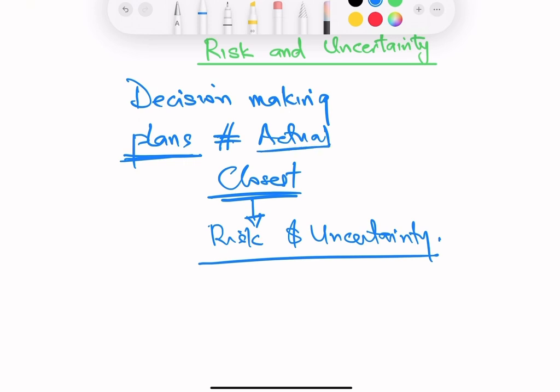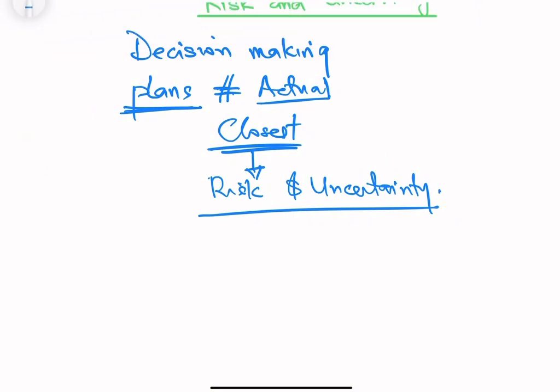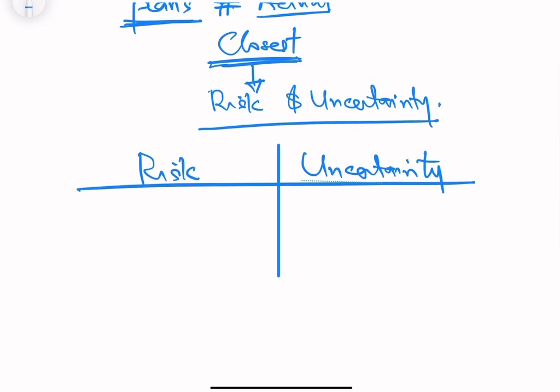So we need to find a way to manage them such that we can have a plan that is very close to the actual. And I'll start with the meaning of both risk and uncertainty, because some people also struggle to know the difference between the two. They are different, though they have something in common. What they have in common is the fact that both of them are telling us that there are many possible outcomes. So we don't know which one will happen.